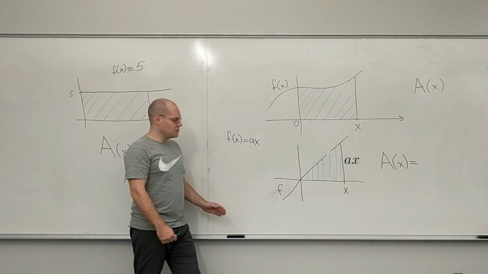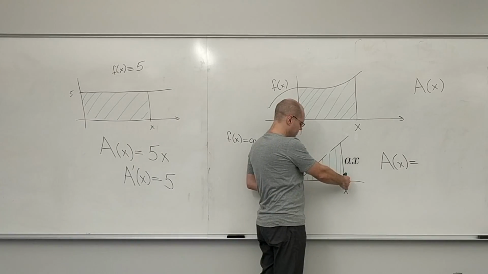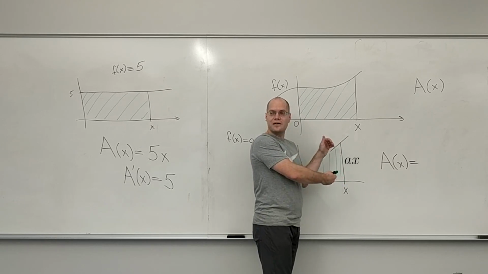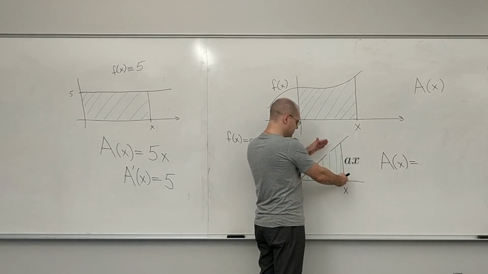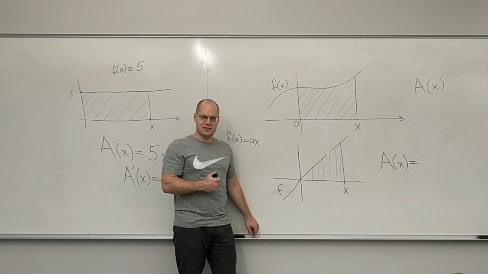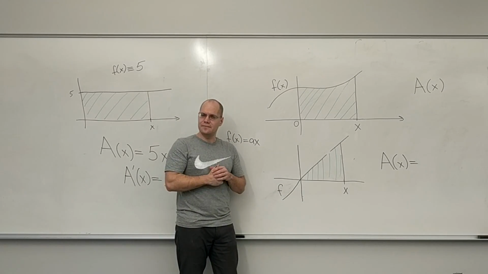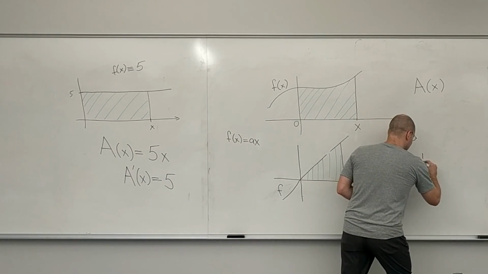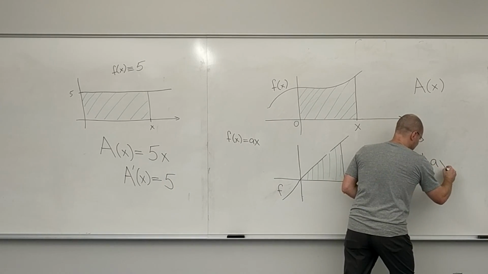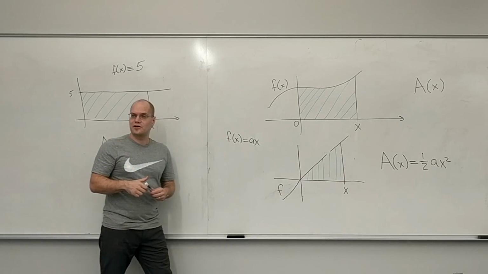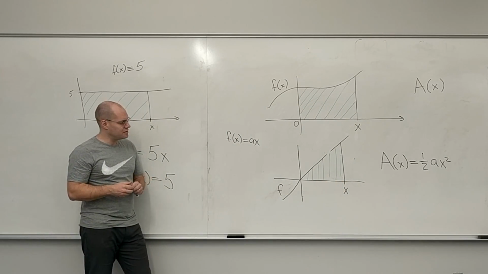It's a triangle. What is its width? X. What is its height? Ax. What's the area of a triangle? That's right. 1/2 width times height, base times height over 2. And what is that expression? Can you evaluate it and simplify it in your head? 1/2 ax squared. Agreed. 1/2 ax squared. Great. We chose another problem where we can answer the question we posed for ourselves explicitly.